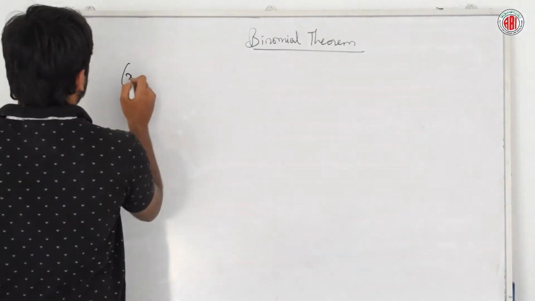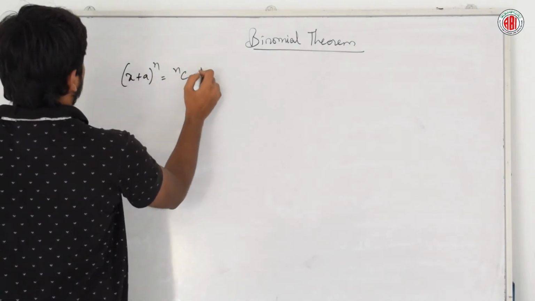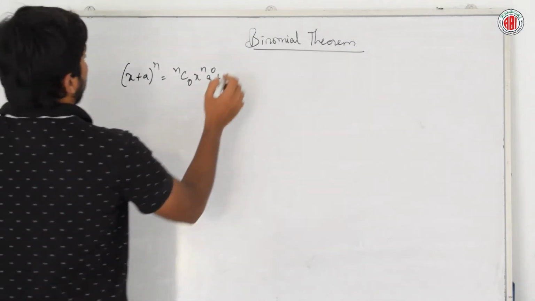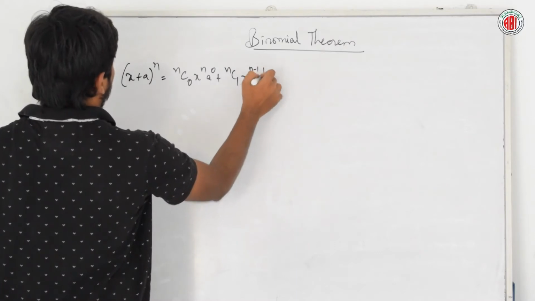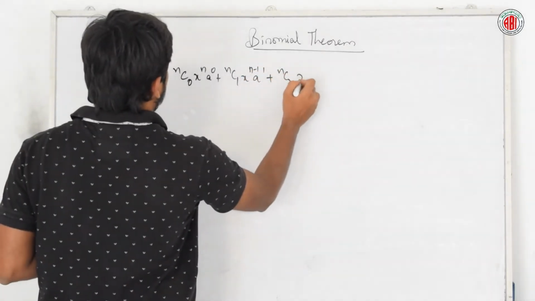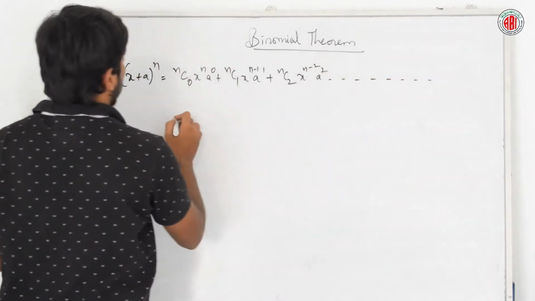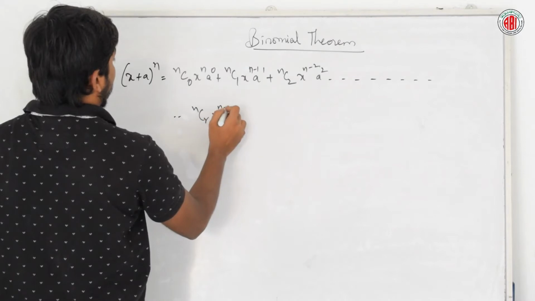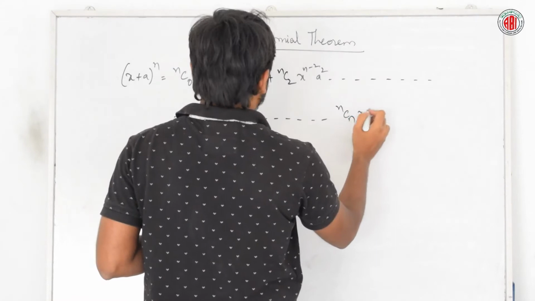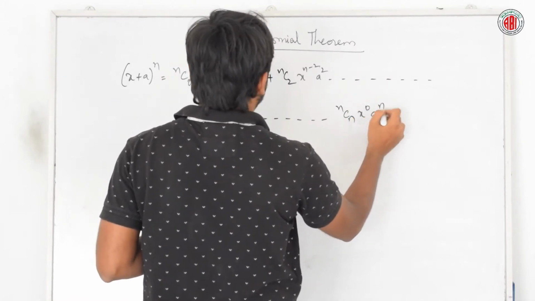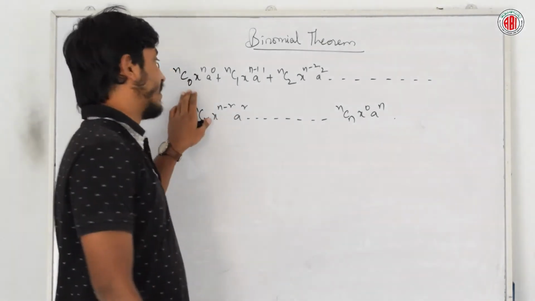It's nothing but (x + a)^n formula is nC0 x^n a^0 plus nC1 x^(n-1) a^1 plus nC2 x^(n-2) a^2 and so on up to nCr x^(n-r) a^r and so on up to nCn x^0 a^n. Is it okay?